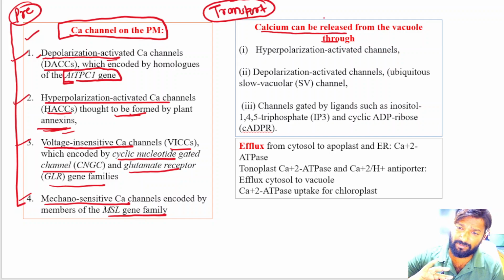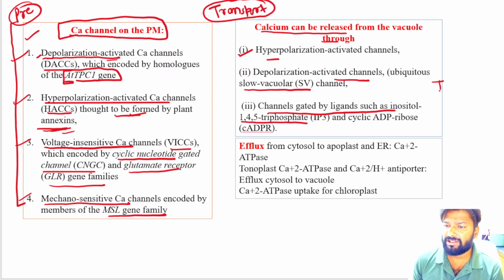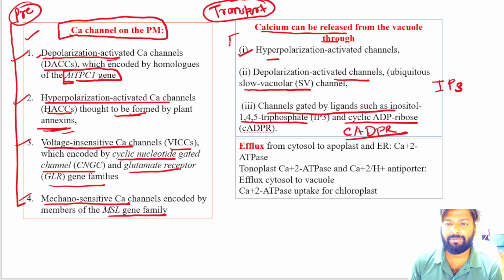How can it be released from the vacuole? Through hyperpolarization activated channels, depolarization activated channels, that is ubiquitous, and slow vacuolar channels, and third is the channel gated by ligands, that is inositol 1,4,5-trisphosphate, known as IP3, and cyclic ADP ribose, known as cADPR. So there are three types here that regulate the release from the vacuole.